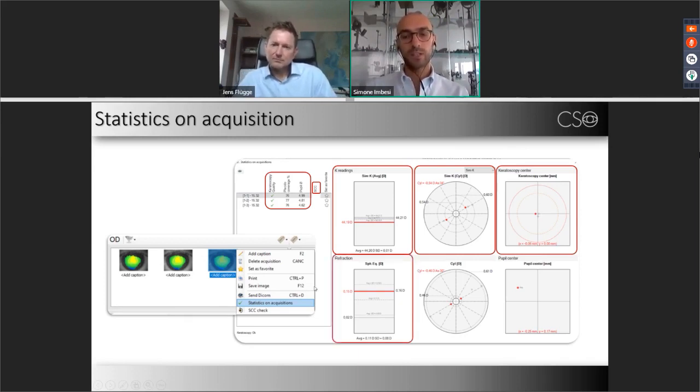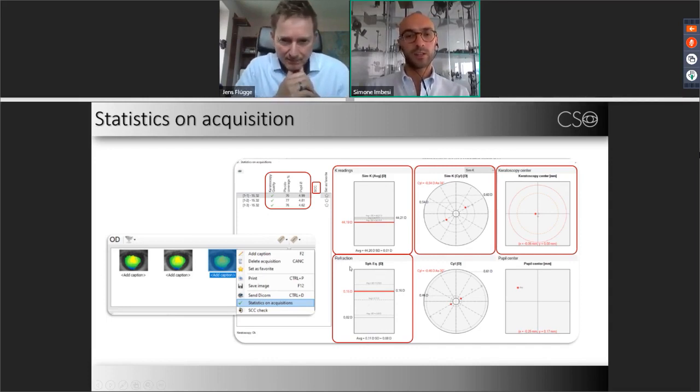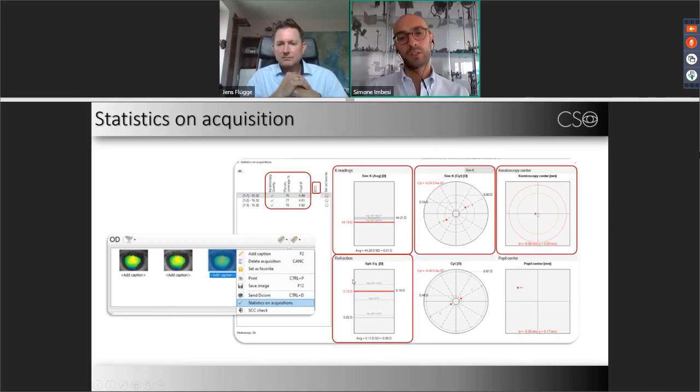We can get even information about aberrometry exams. So here you can read the spherical equivalent of the refraction measured with the total aberrometer. Here you have information about the total astigmatism, and here you have information about the pupil location with respect to the corneal vertex. So even here you have information about the repeatability of the fixation of the patient.